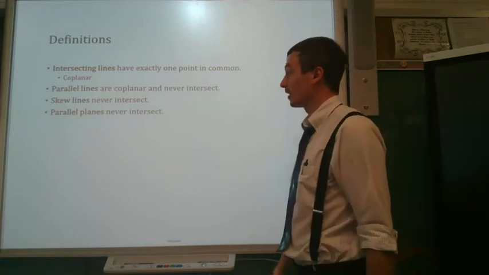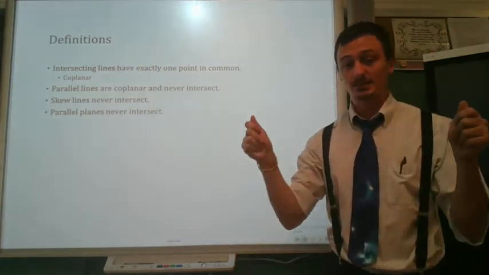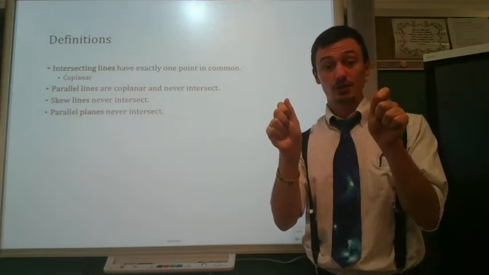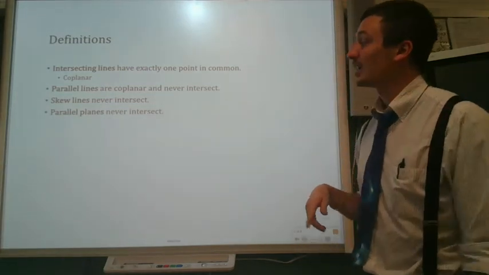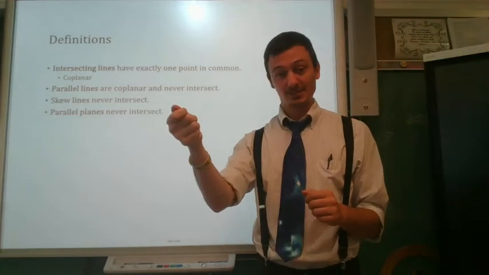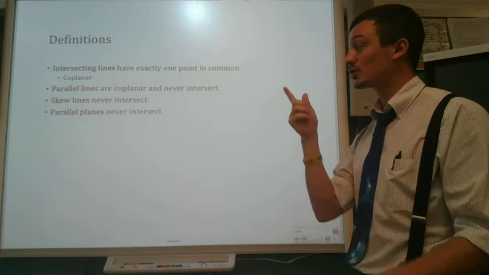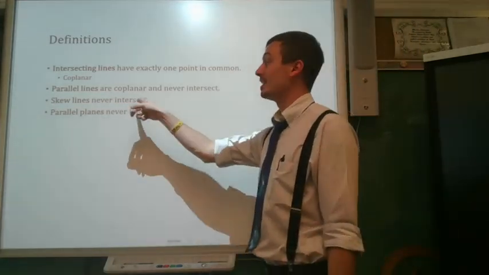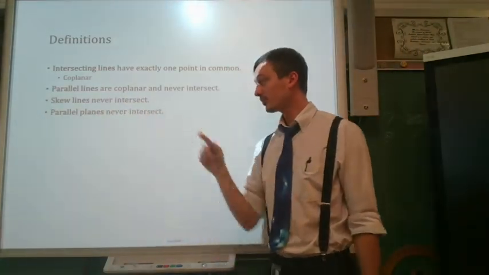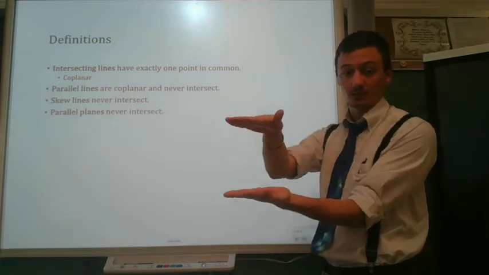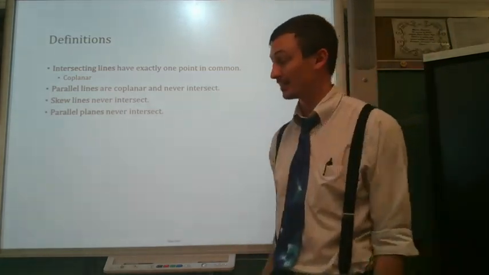Parallel lines are coplanar and never intersect. So if I think about that same sheet of glass and I put two sticks on it, and those sticks never intersect, those are going to be parallel. If I shove one stick through the glass and pretend it doesn't break, and the other stick and those sticks never intersect, those are called skew lines. They are never going to be coplanar. And you can also have two parallel planes. So if you had two sheets of glass that never intersected, those are parallel planes.